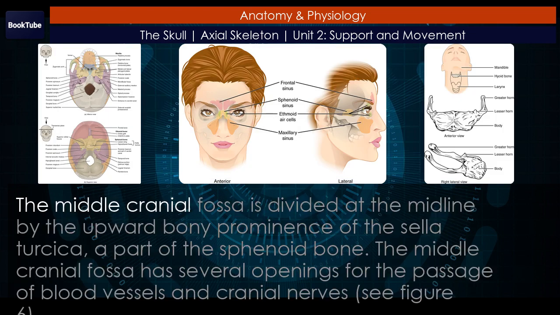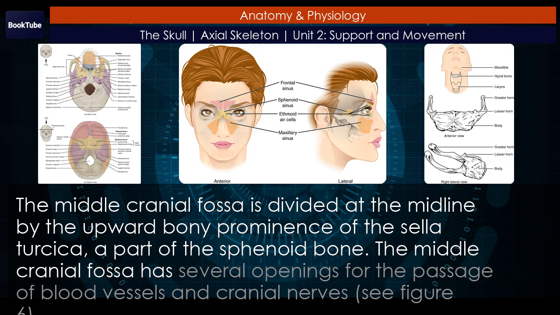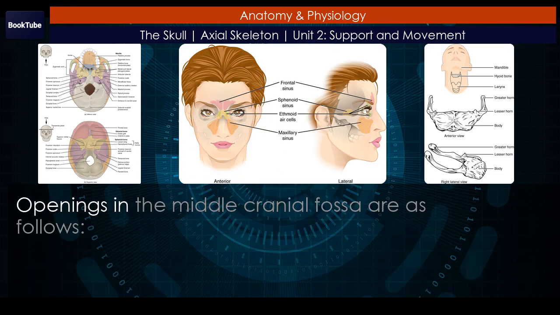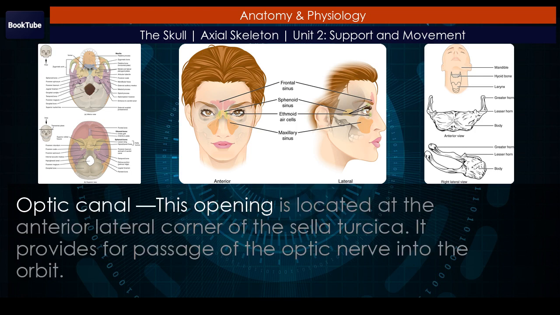The middle cranial fossa is divided at the midline by the upward bony prominence of the sella turcica, a part of the sphenoid bone. The middle cranial fossa has several openings for the passage of blood vessels and cranial nerves. See Figure 6. Openings in the middle cranial fossa are as follows. Optic canal. This opening is located at the anterior lateral corner of the sella turcica. It provides for passage of the optic nerve into the orbit.